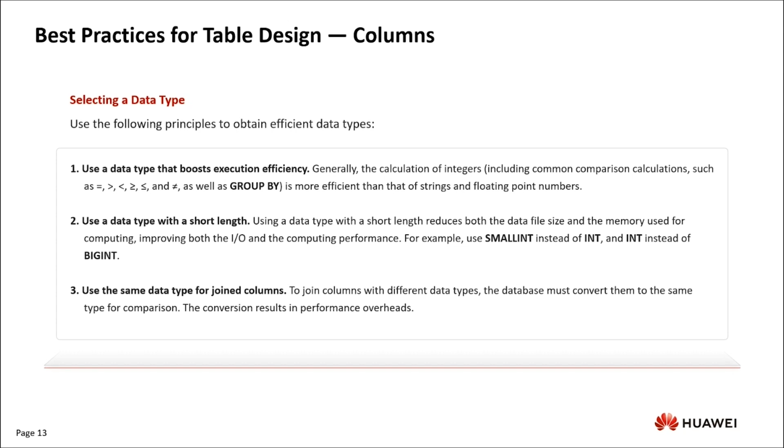And secondly, use a data type with a short length. Using a data type with a short length reduces both the data file size and the memory used for computing, improving both the I/O and the computing performance. For example, use smallint instead of int, and use int instead of bigint. And thirdly, use the same data type for join columns. If we do not use the same data type for join columns, the database must convert them to the same type, and this will result in performance overheads.